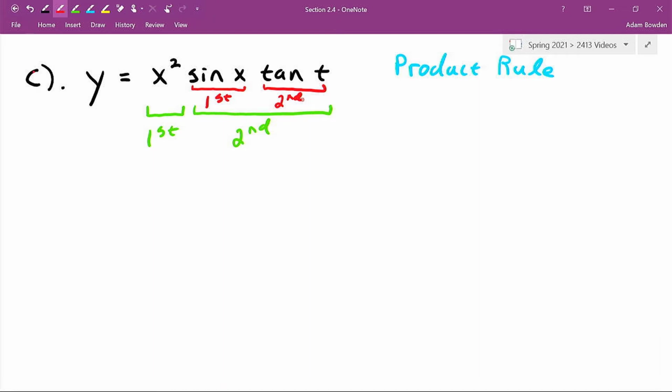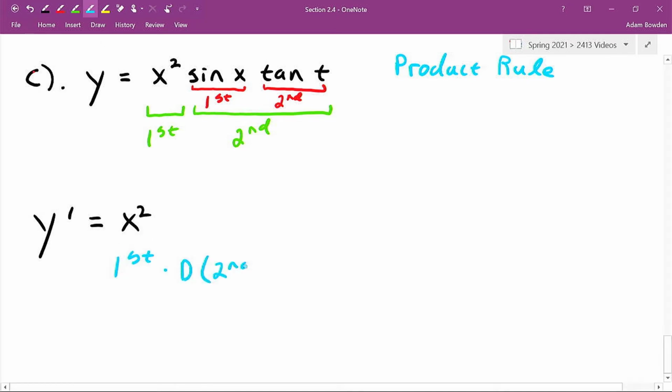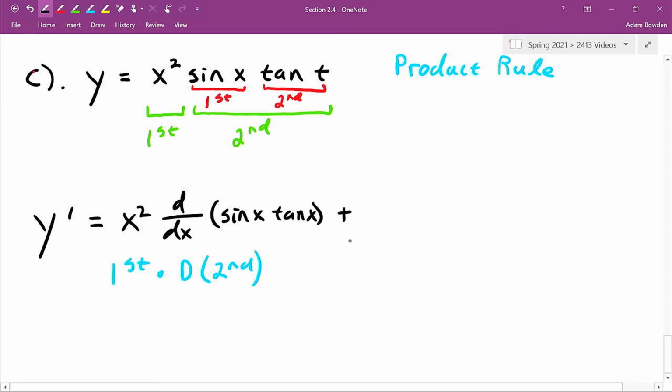So let's go through the process of setting this one up and taking the derivative. So first off, we're going to have y prime. By the product rule, we'll have the first, which is the x squared, times the derivative of the second. Now I'm going to write that as derivative of sine x tangent x. Then we have to do plus the second times the derivative of the first.